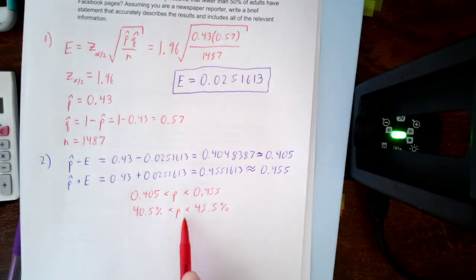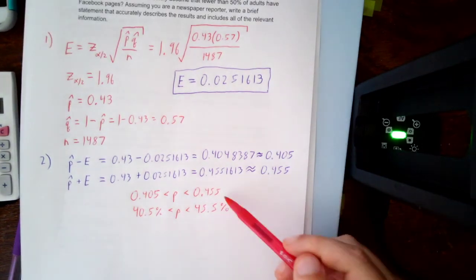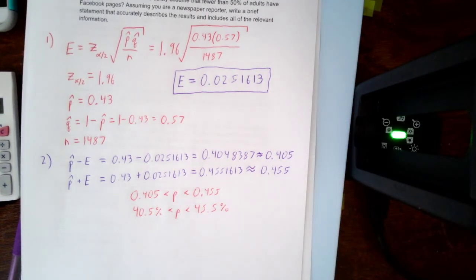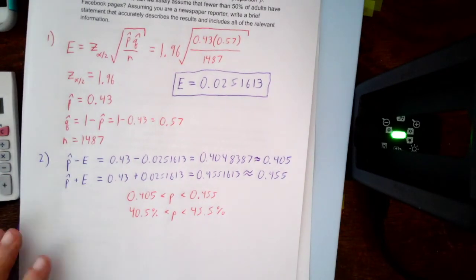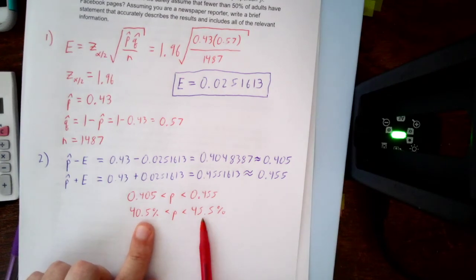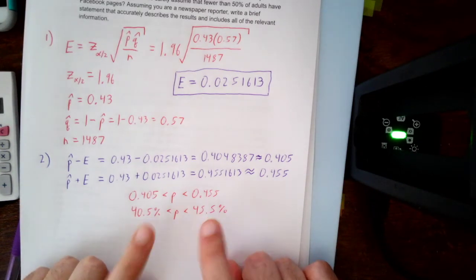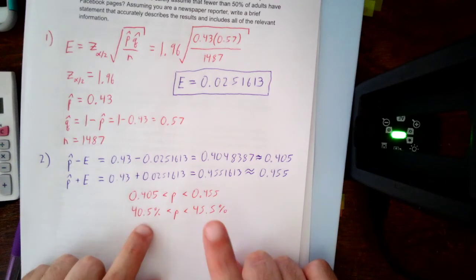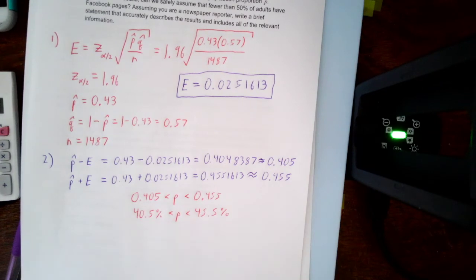40.5% is less than P is less than 45.5%. So these could be my confidence intervals. What this is telling me is the actual percentage of all adults who have Facebook is between these two values, right? I think the answer is between these two bounds, lower bound, upper bound. I don't know where in the bound it falls, but I think it is between those values.